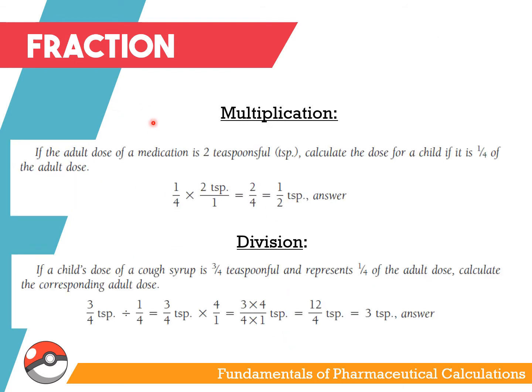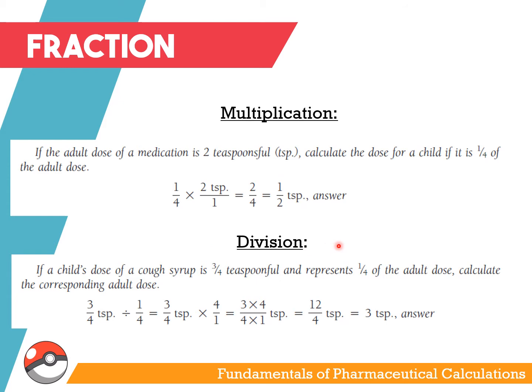In multiplying fractions, we simply multiply the numerators and the denominators. So in this example, if the adult dose of a medication is 2 teaspoonful, calculate the dose for a child if it is 1/4 of the adult dose. So 1 over 4 times 2. Since 2 is a whole number, it will always have a denominator of 1. So 1/4 times 2 over 1 is equal to 2/4, and 2/4 can be simplified to 1/2.